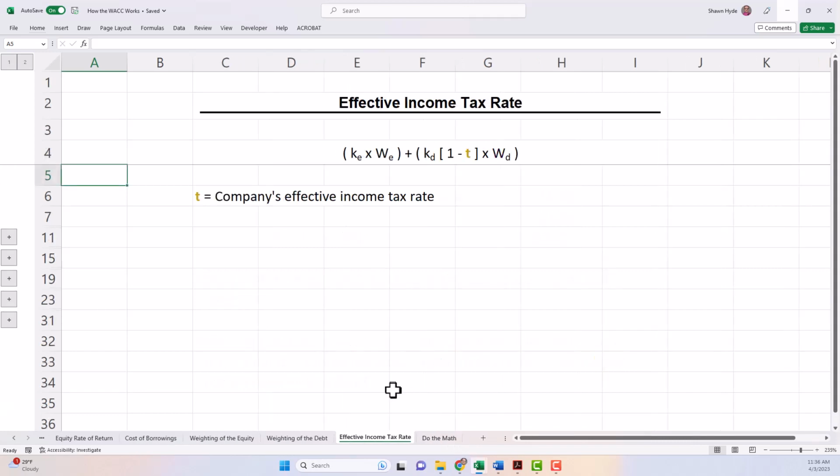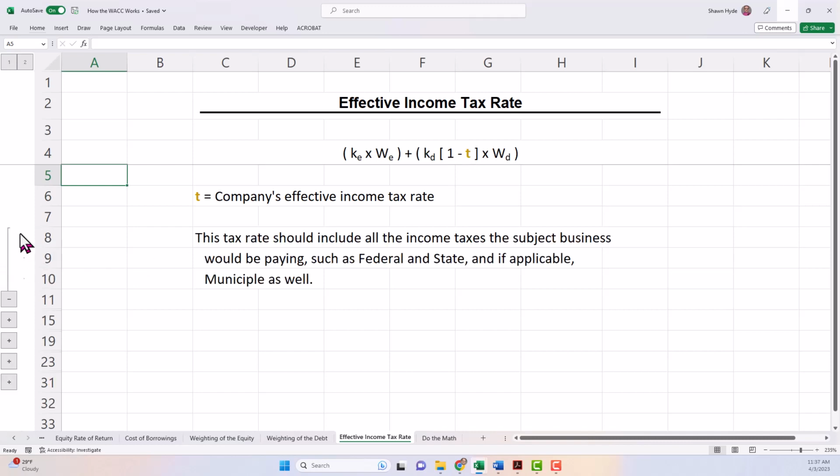All right. The effective income tax rate. So the 1 minus T, that one is the tax rate, and it should include all the taxes that a business would pay: the federal, state, and if there's municipal income tax, you need to worry about that as well. The reason we need to figure out what the tax rate is is because you can write off that interest expense on your income statement or your tax return. There's a tax shield there. We've got to deal with that.